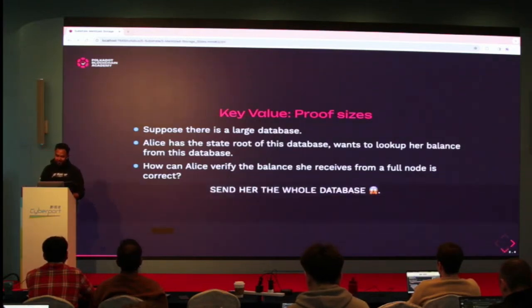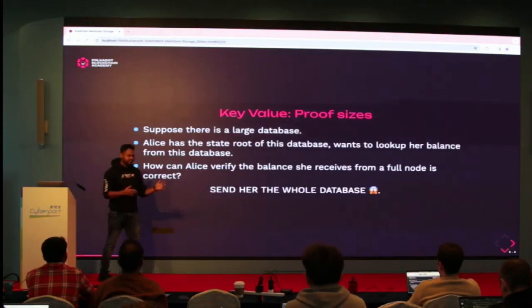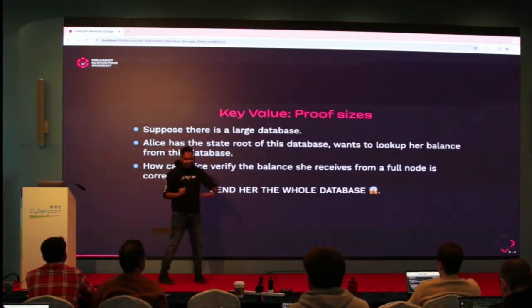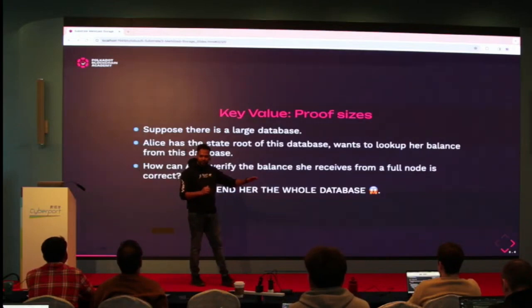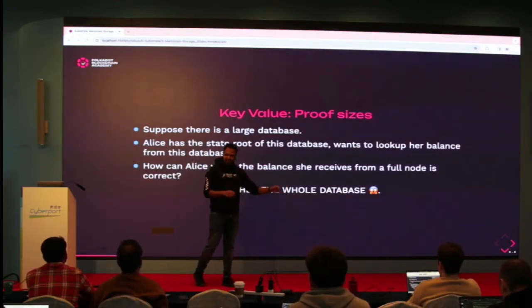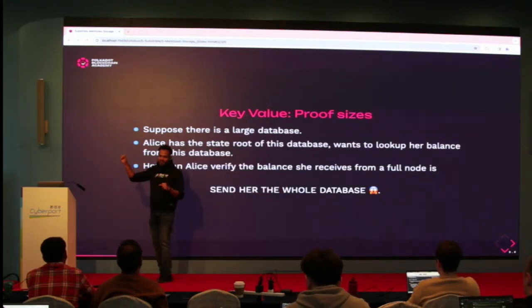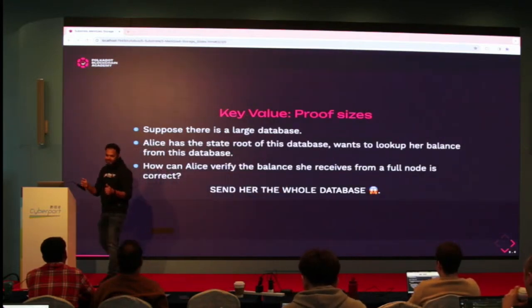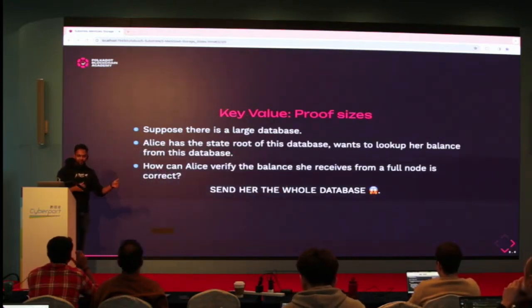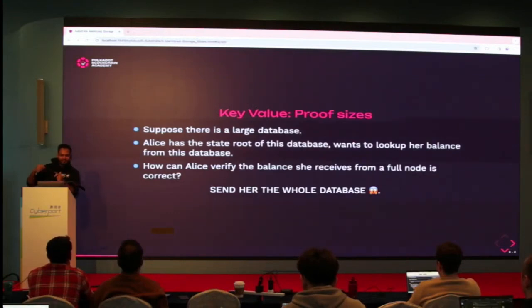Correct. So for the full node to prove that the data is correct, they need to send every single key and value to Alice, and Alice needs to calculate the whole state root again and verify against her state root, and then she knows that the full node is saying the same thing that I should get because we have the same state roots. Okay? Yeah.